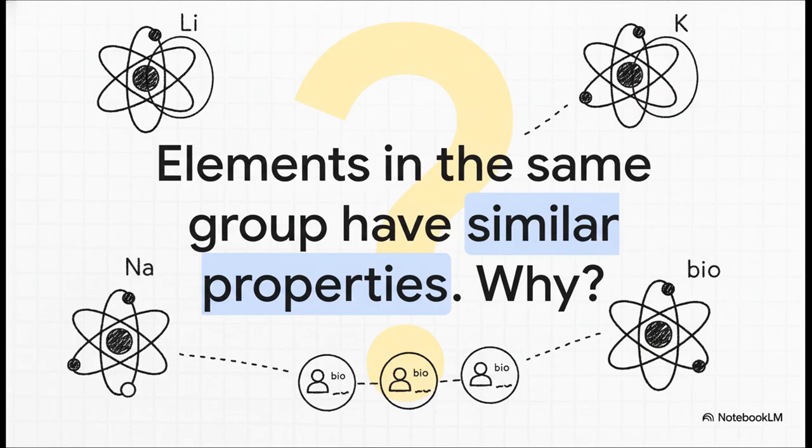It's the same number of valence electrons. Those are the electrons in the outermost shell. It's almost like they all have the same Instagram bio. It defines their public personality and how they're going to react with others.